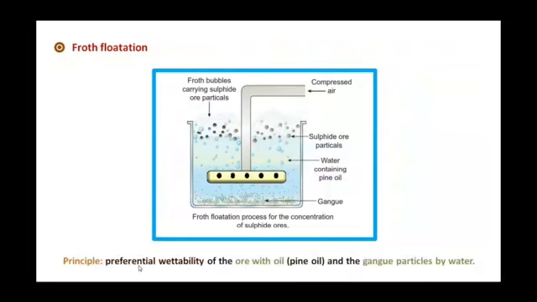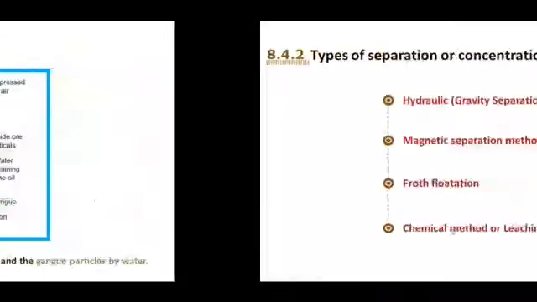So the principle of the froth flotation method is preferential wettability of the ore with oil and the gangue particles by water. That is, gangue particles are drenched by water and ore particles by oil. For example, zinc blende can be separated by this froth flotation method.